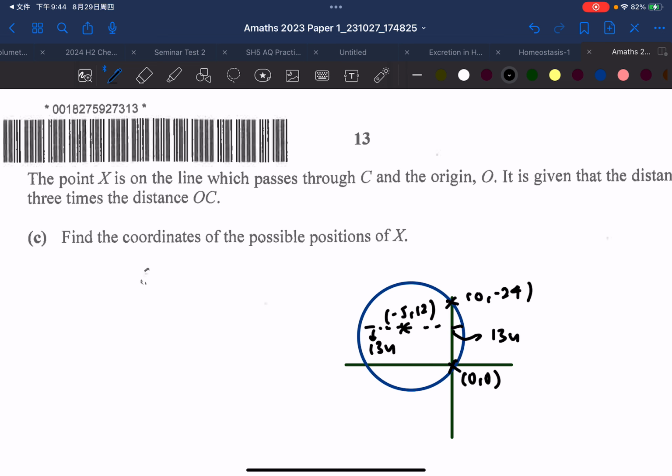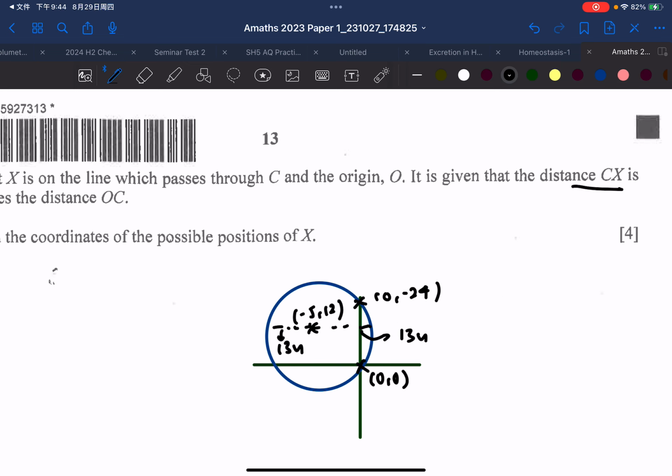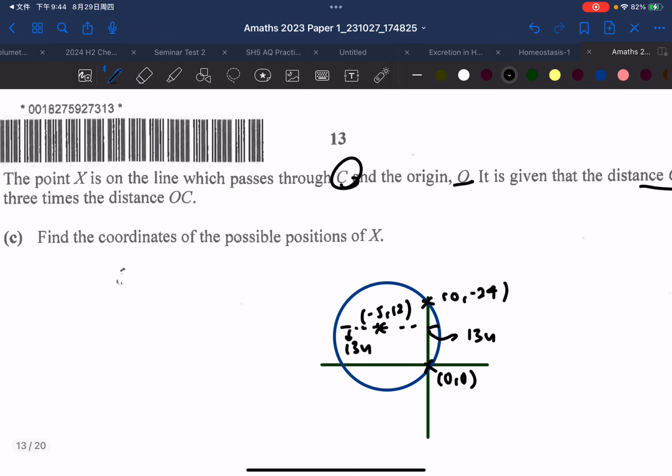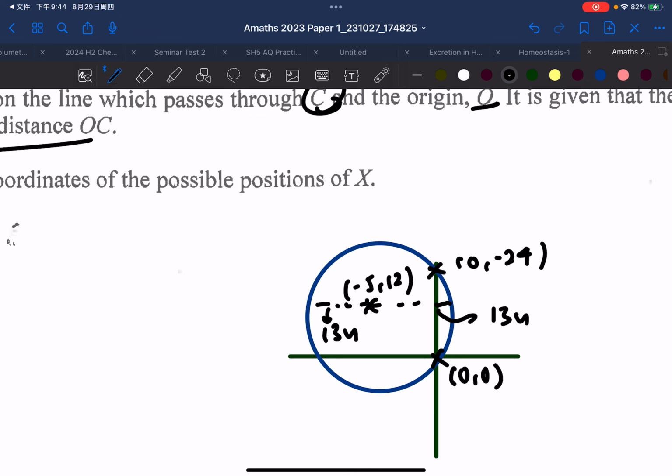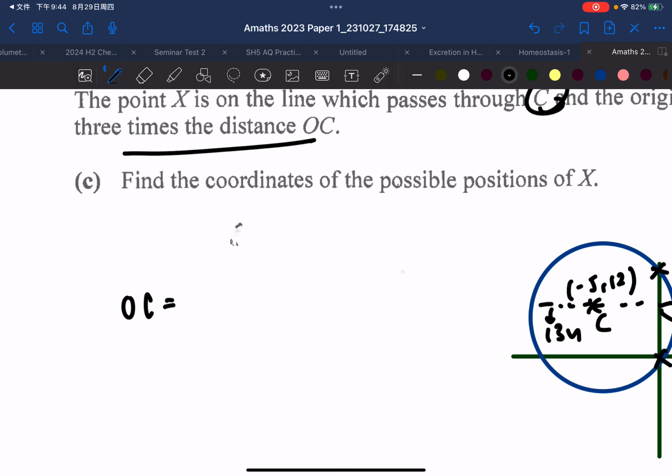Okay, they say that point X is a point on a line that passes through C and the origin O, and it's given that the distance CX is actually 3 times the distance of OC. C is your center, okay, which is over here. So let's calculate the distance OC first. Distance OC is how much?